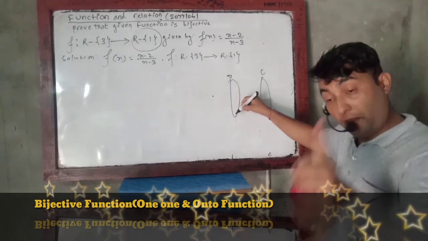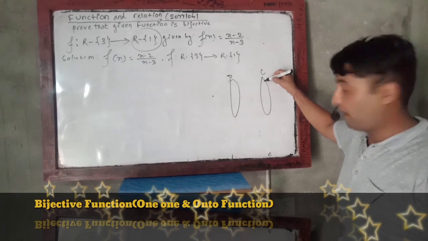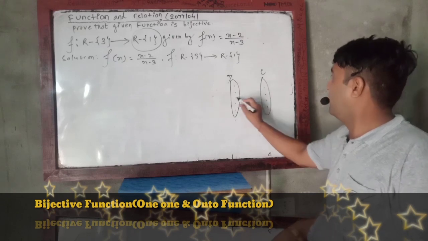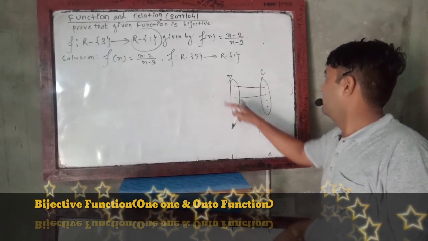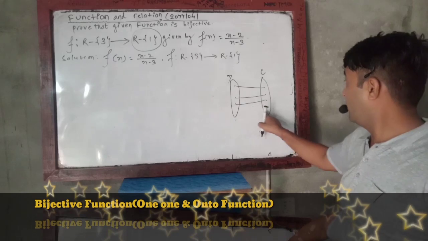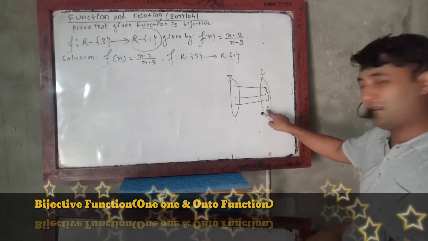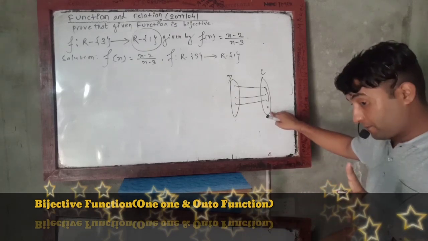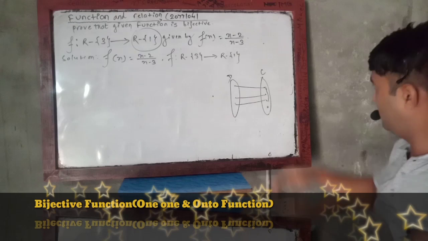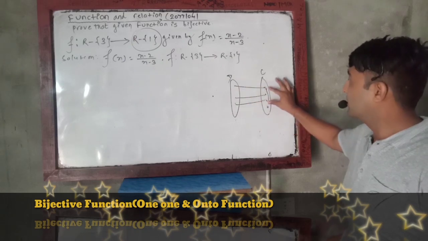These domain elements are also called pre-images, and the whole set of elements belonging to the second set is said to be the codomain. Those elements which are mapped from the elements of the first set are the range. This one is not mapped here, so 1, 2, 3, these three are the range, and this is not in the range. These are all codomain, whether mapped or not does not matter. Those elements which are mapped from the first set are said to be the range.